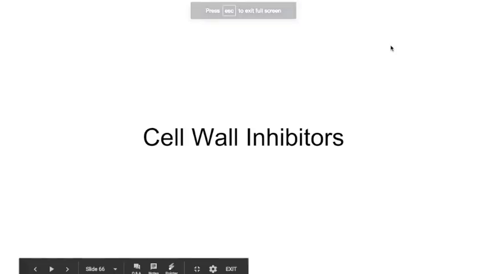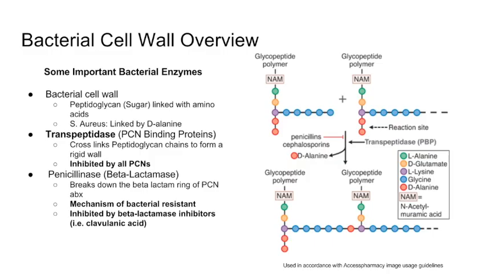Welcome back, and we want to continue our discussion of the antibiotics, and now we're going to talk about cell wall inhibitors. I just wanted to give you an overview first of the bacterial cell wall and some of the important enzymes in it, because the terminology can get kind of tricky, and I want you guys to be aware of some of the terminology. So what is the bacterial cell wall made of?